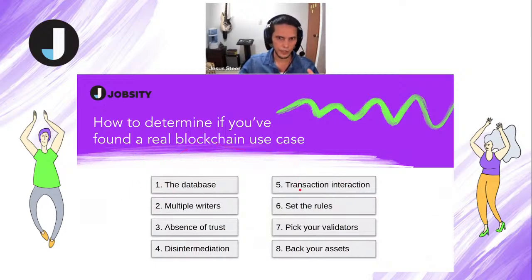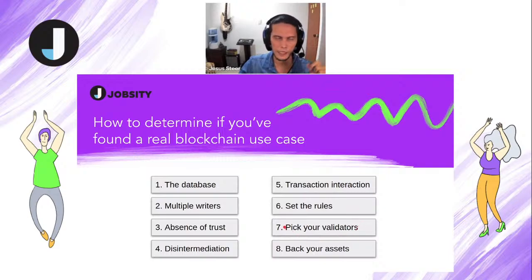The fifth is interesting, it is transaction interaction. To explain that, I'm going to give an example. I need to transfer money to someone, for example, to my sister, and my sister needs to transfer this money to someone else, for example, to pay some bills. And we want these 2 transactions to be one after the other. So if this transaction interaction is important for our project, probably blockchain is a good solution for that. The sixth is set the rules. If there are some rules that need to be fulfilled, then probably you need to use blockchain.